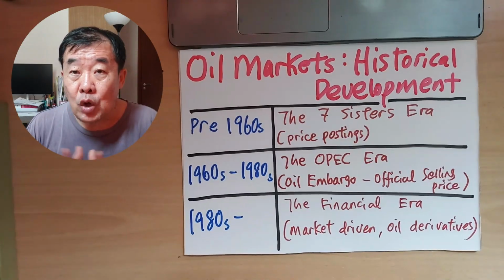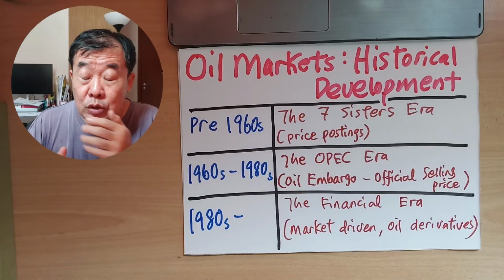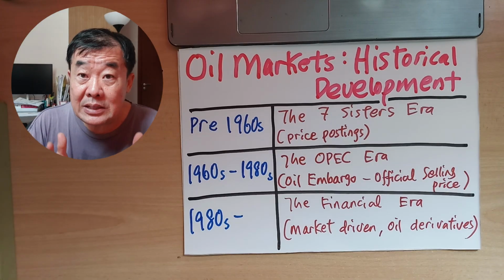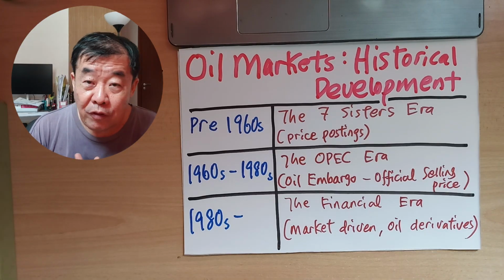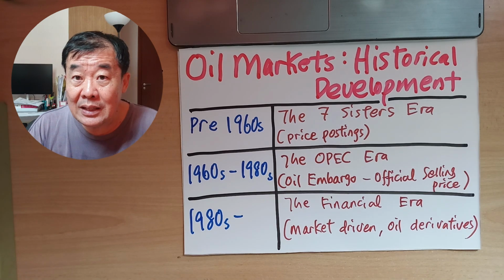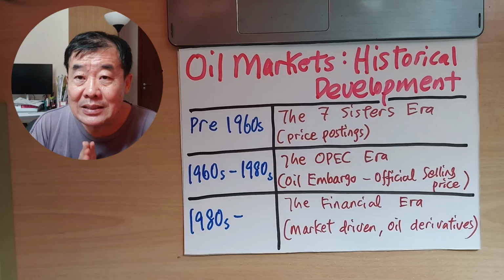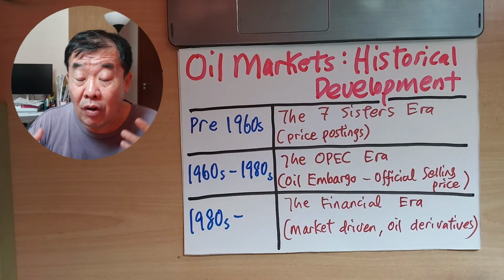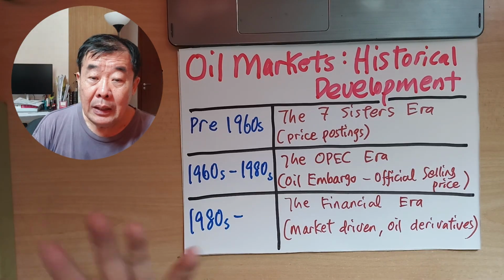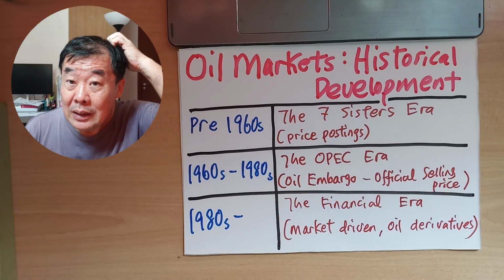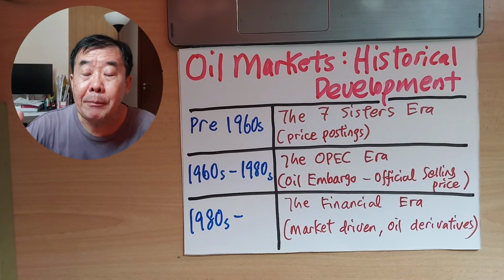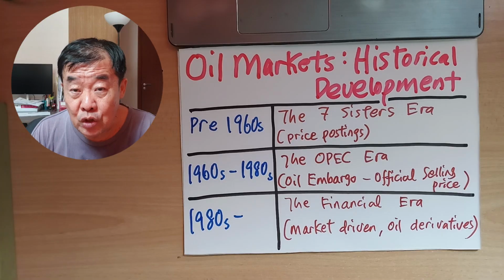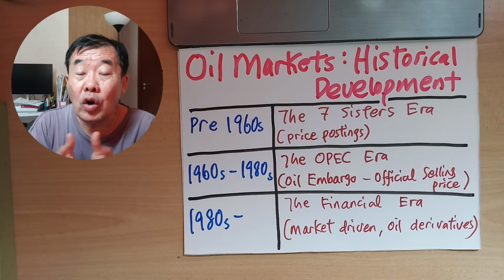Now let's look at the historical development of the oil market so that you understand why the market evolved until today and why it operates in such a manner. Many years ago, before the 1960s, as early as the 1910s and 1920s, after the discovery of oil there was the formation of big oil companies like Shell, Mobil, Caltex, and we call them the Seven Sisters. These are huge oil companies like British Petroleum, and they dominated all the oil reserves in the world.